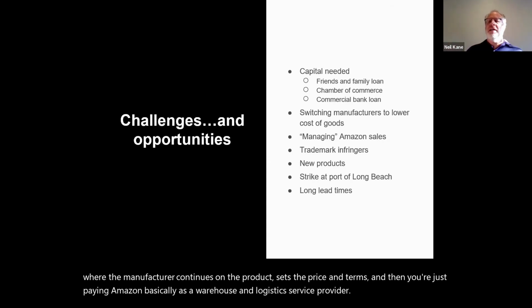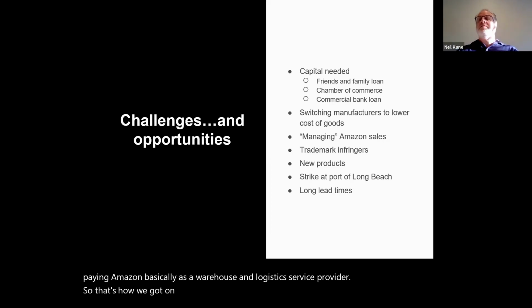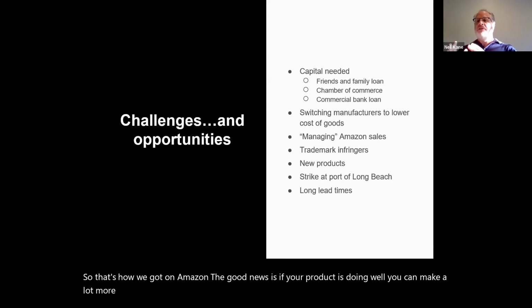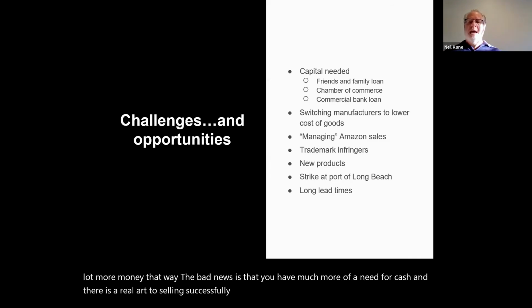So that's how we got on Amazon. The good news is if your product is doing well, you can make a lot more money that way. The bad news is that you have much more of a need for cash, and there is a real art to selling successfully through Amazon. It takes effort and time. So we had to manage that.